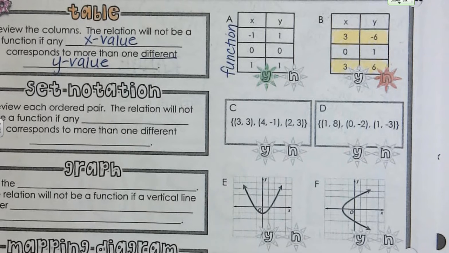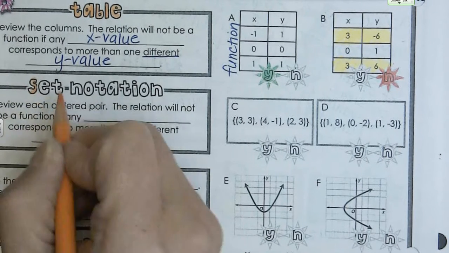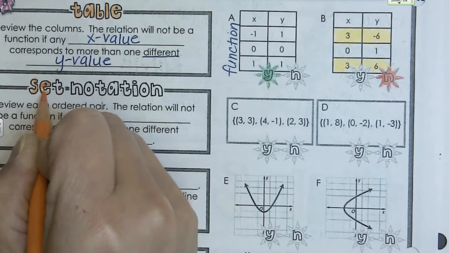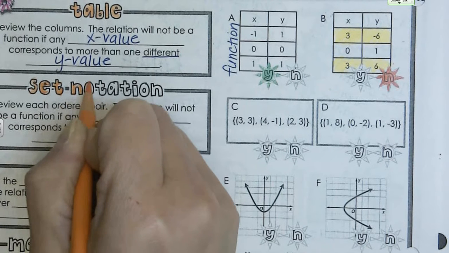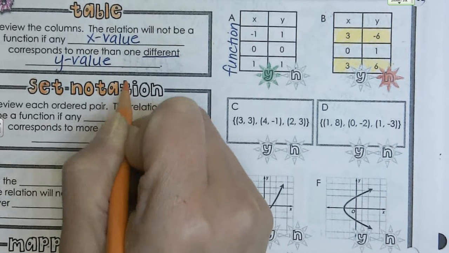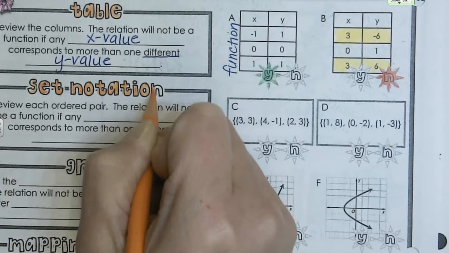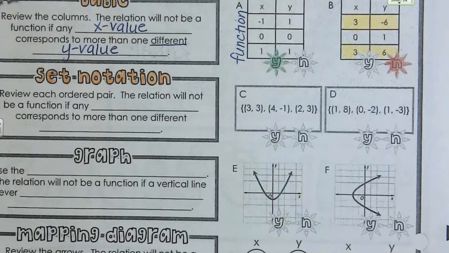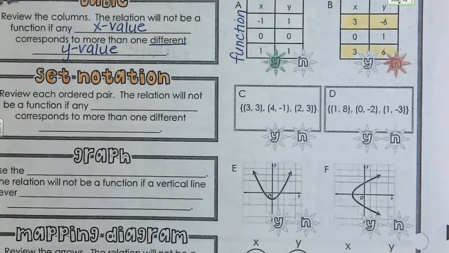All right, so the next way that you'll see relations written is what is called set notation, which is this next box that we're going to look at. Here is my set notation. You'll notice that it's parentheses with these funky little brackets around it because you're grouping it together. You're putting those ordered pairs in a set, which is why it's called set notation.